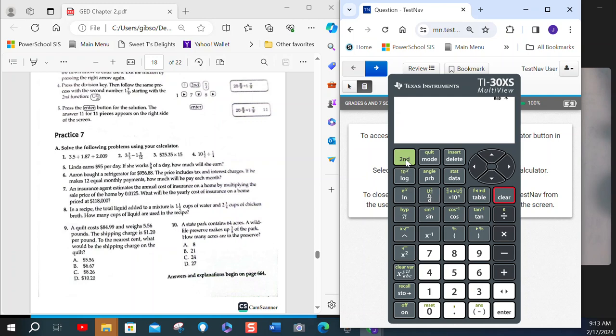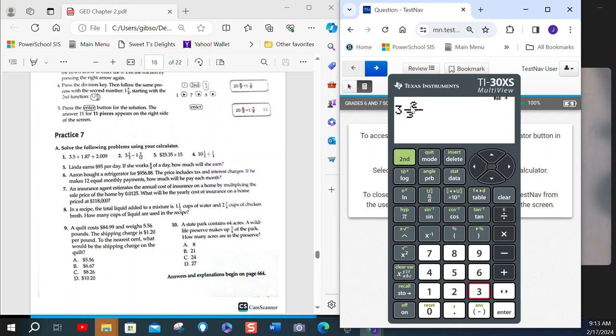So let me show you what to do. You'll press second and then this N over D button. Now you have what you need to type in a mixed number. So you'll type in your whole number, which is 3. You will hit your right arrow and you notice it goes up to the top. You'll hit your 2. You will hit your down arrow to get your 3.